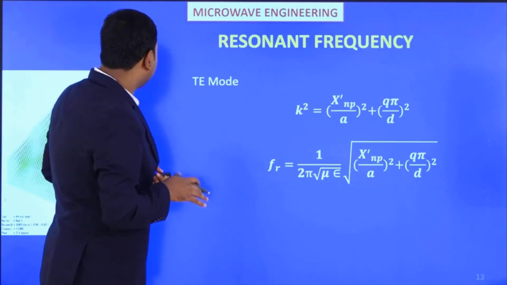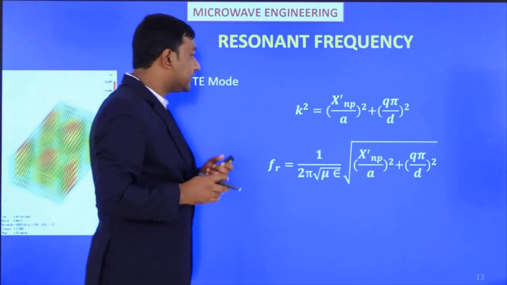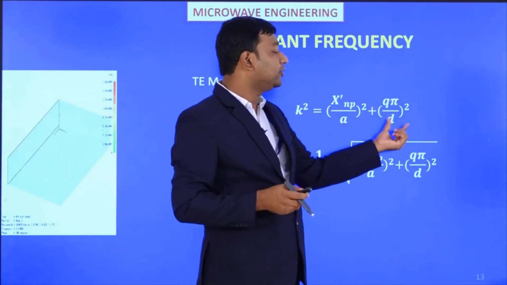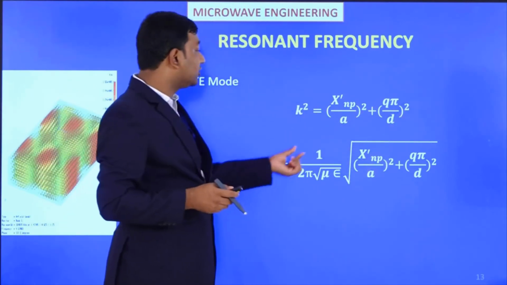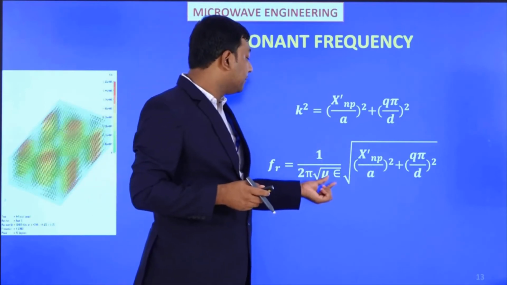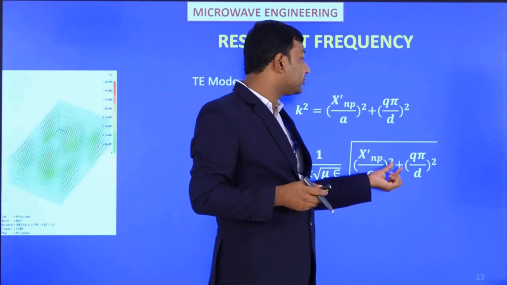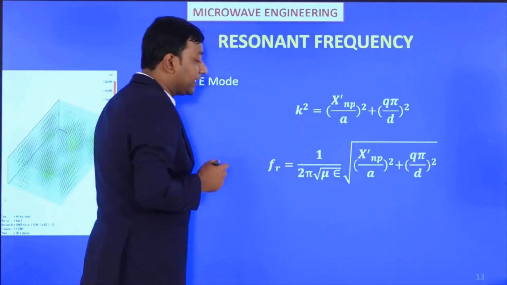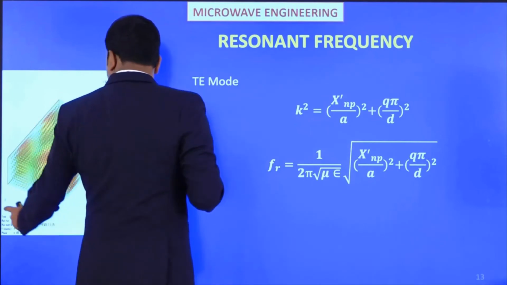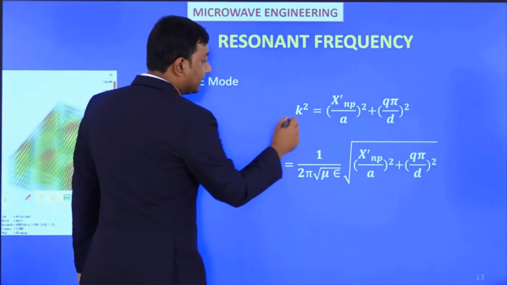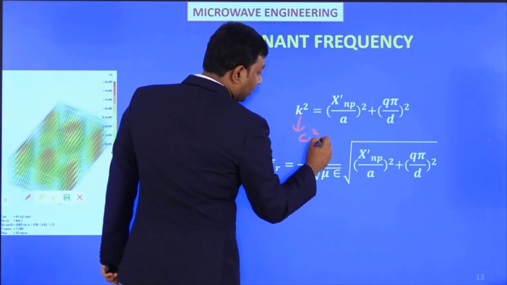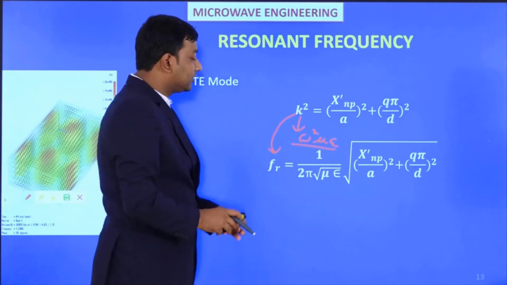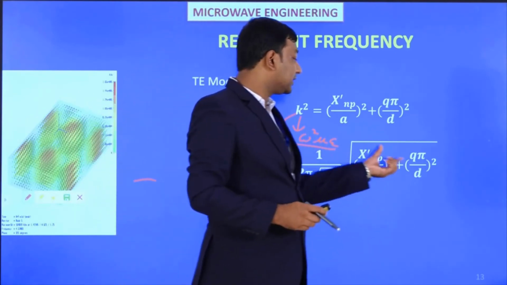Okay. So the resonating frequency for the transverse electric mode: we know k square equals (x'np divided by a) whole square plus (q pi by d) whole square. So Fr equals 1 by 2 pi root over mu epsilon times root of (x'np divided by a) whole square plus (q pi by d) whole square, because here we are considering k square equal to omega square mu epsilon. If we place this value in there, we reach the equation where omega equals 2 pi f, and the root of these terms will come.